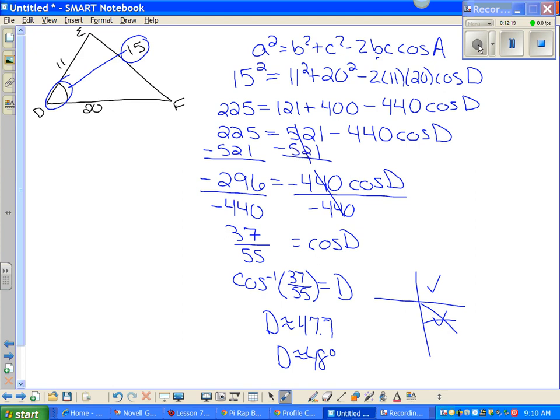So finding an angle is a little bit more difficult because you do have to do out the math, but it's not hard. It's just solving an equation. Okay? All right.